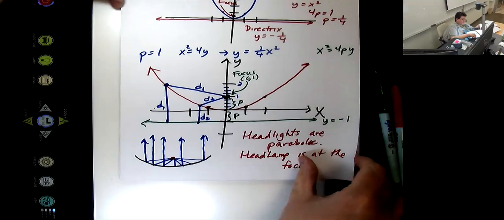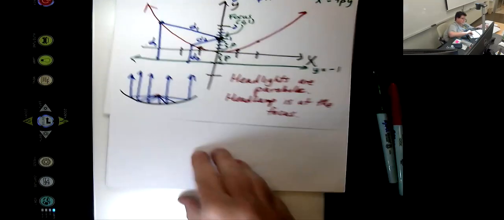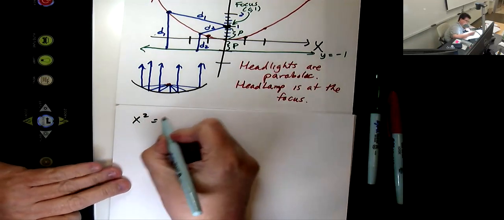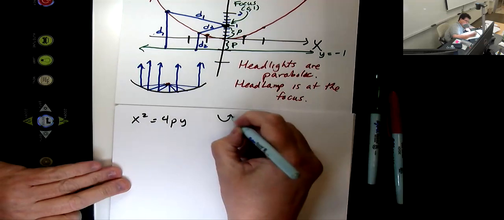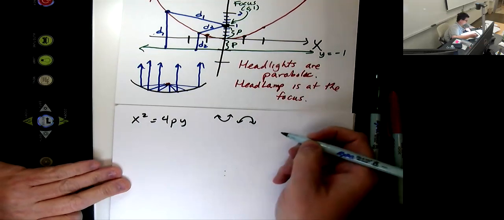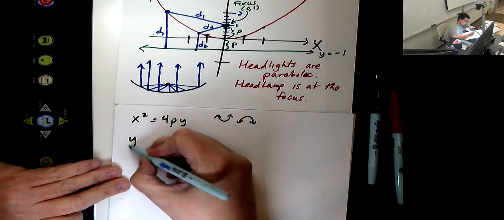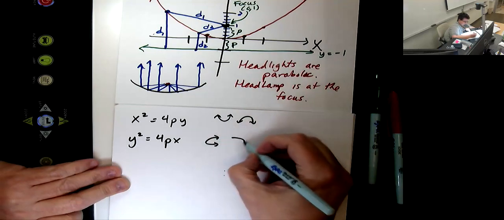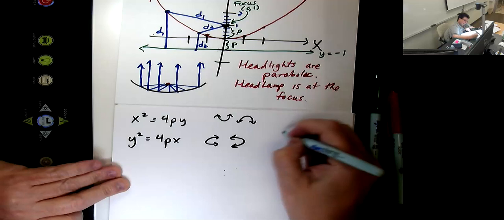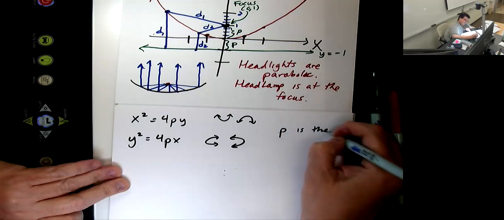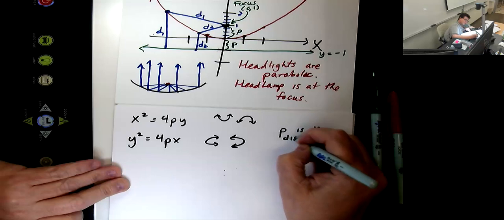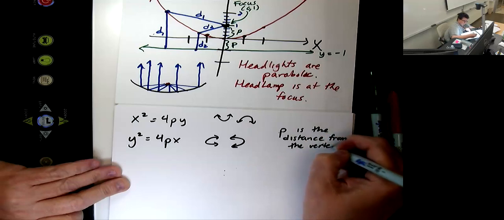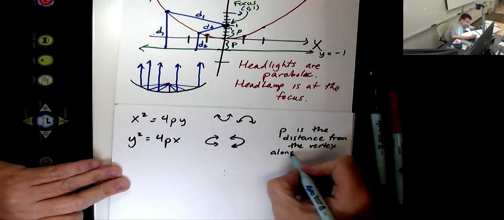So x squared equals 4py is for up and down parabolas. If you have y squared equals 4px, now you're looking at left and right parabolas. Again, p is the distance from the vertex, let's say along the axis of symmetry.